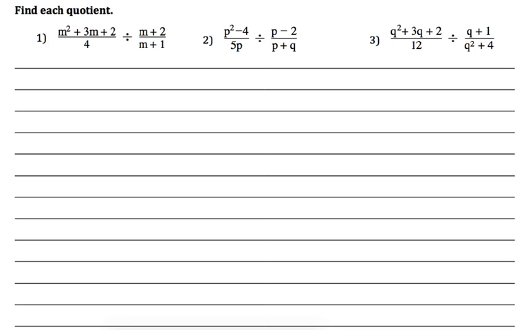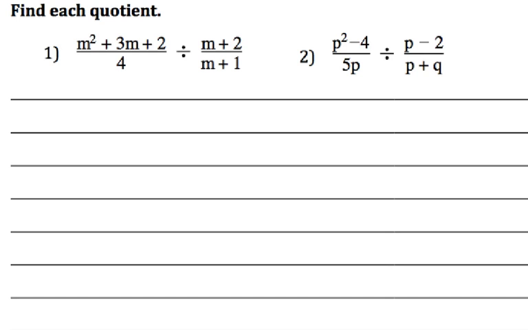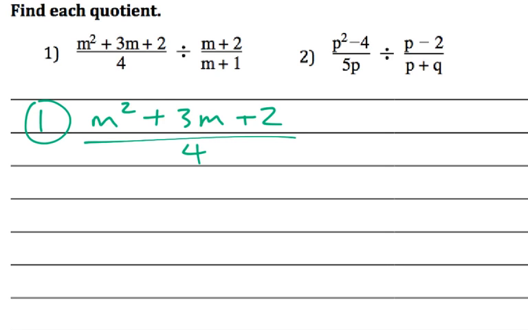All right, find each quotient. Look at these. It's the same directions, right? There's really nothing different as far as the instructions go here. Again, we're dividing. I'm going to zoom in so that I have plenty of room to work with. And instead of seeing binomials that I'm factoring, I'm now seeing trinomials. So I'm going to rewrite (m squared + 3m + 2) over 4 divided by (m + 2) over (m + 1).